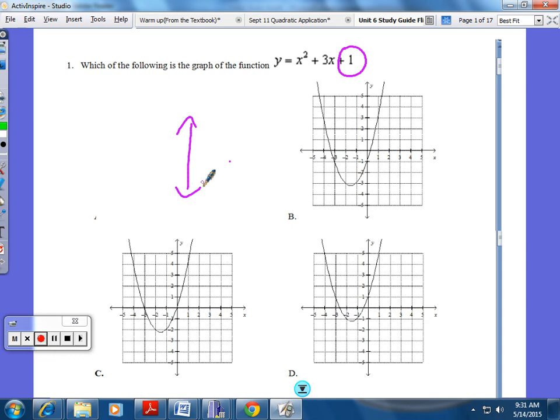We look at letter B. Does this graph cross the y-axis at 1? No, it crosses at -1, so we know that's not the answer. Where does this one cross the y-axis? It crosses at 0, so that's not the answer. And then we look at D. Where does this one cross? It crosses right here at 1. So it opens up. The y-intercept is 1, so that means this is the answer. So D is the correct answer.